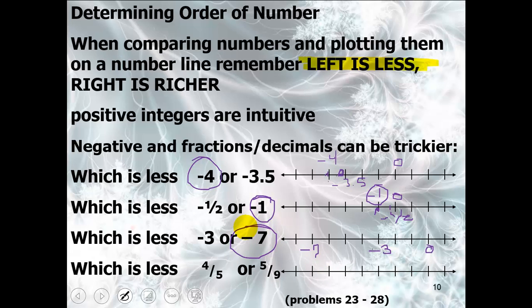Left is less. Which is less, 4/5 or 5/9? Well, here's 0. This is going to be close. 4/5, if that was 5/5, that would be like 1, right? So 4/5 is here. 5/9, if that was a 10, that would be a half, right? 5/10 is a half. So this one is right about here, in the middle. And that's 5/9. So 5/9 is to the left. Left is less.